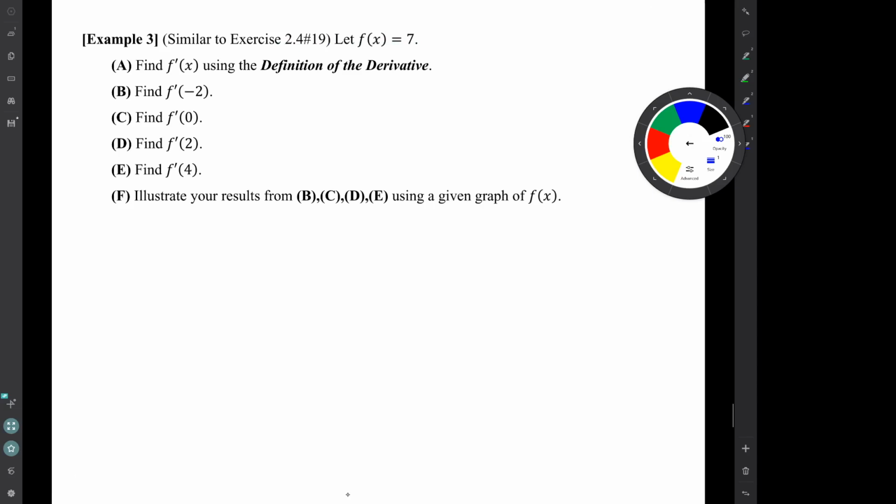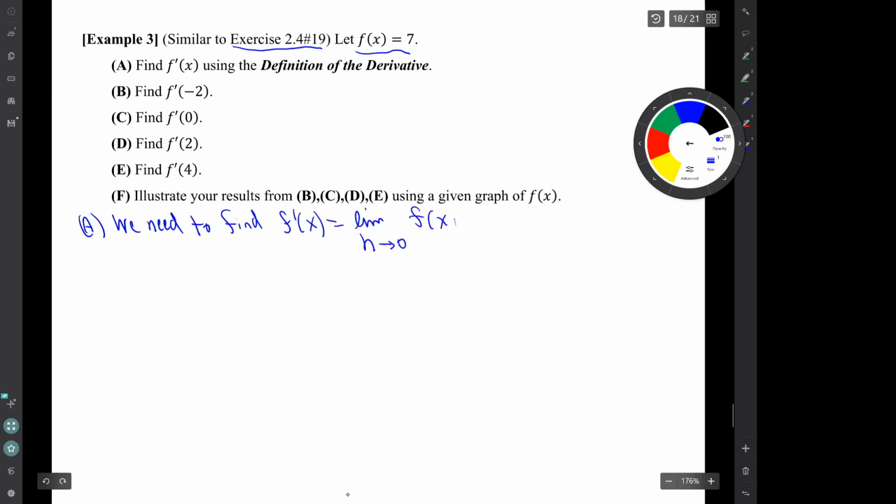Example 3 is similar to your exercise 2.4 number 19. It deals with this function, f of x equals 7, which is a polynomial. Now, we have the same exact questions, so here we go. So there's our usual opening of the solution. We start by saying what we are going to be doing.